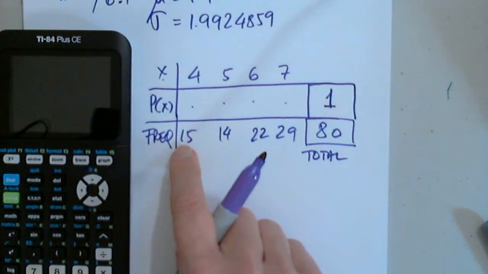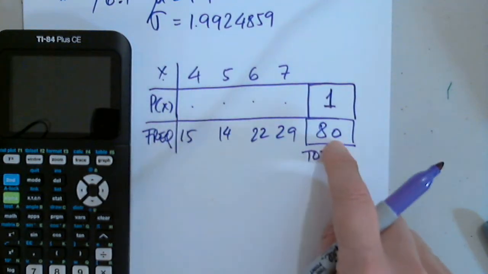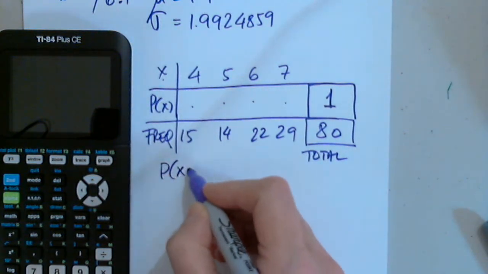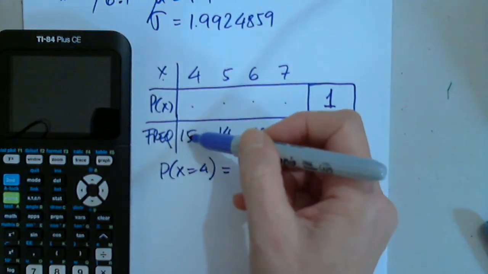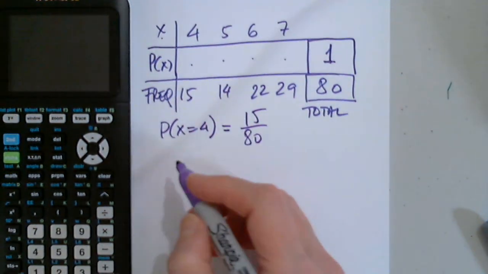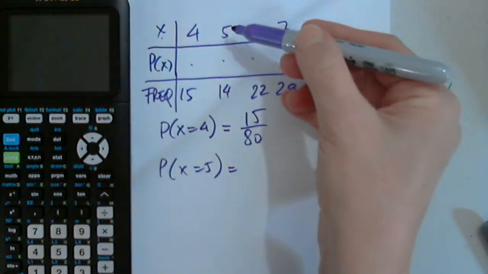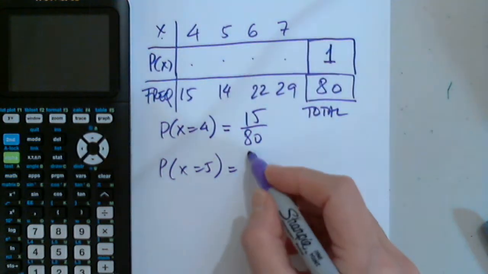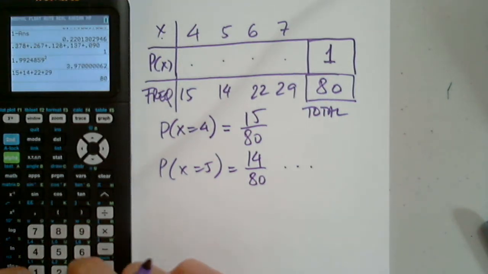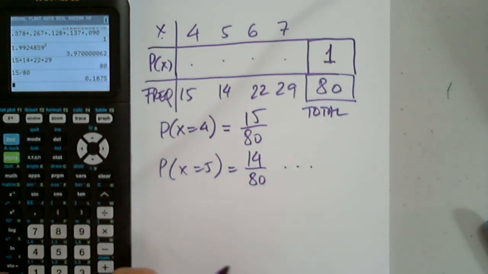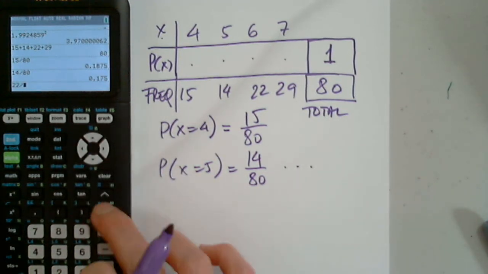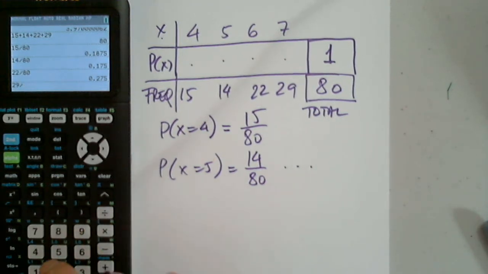Okay, so I will divide 15 by 80 and put the number here. 14 divided by 80, put the number here. These are the probabilities. So the probability for x to be 4 is frequency 15 divided by 80. The probability for x to be 5, the number of times we get 5, is 14 divided by 80, and so on and so forth for the other two. So 15 divided by 80, then 14 divided by 80, then 22 divided by 80, and finally 29 divided by 80.